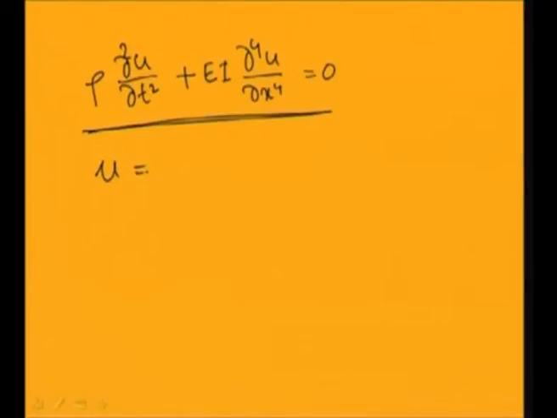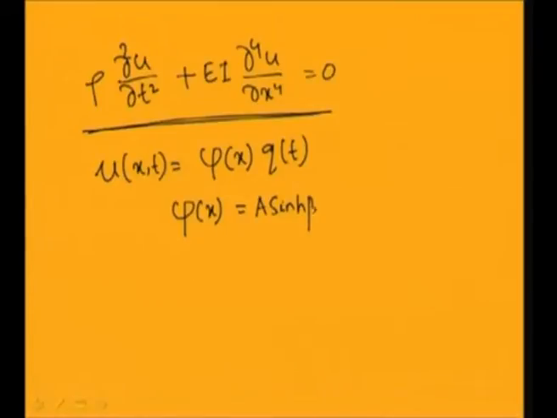We have written that u, which is a function of x and t, can be written as psi x into q t. In this case psi x is written in this form: psi x equal to a sin hyperbolic beta x plus b cos hyperbolic beta x plus c sin beta x and d cos beta x.